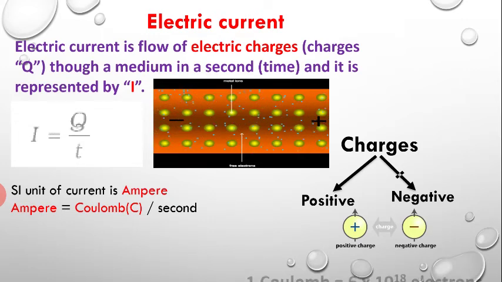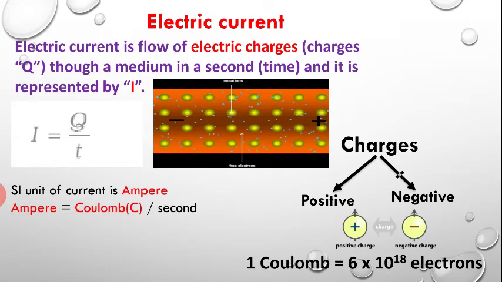Now you can ask, what is the value of a coulomb? Actually, वन कोलम जो चार्ज होता है वो कितने इलेक्ट्रॉन पर पोजेस होता है? It is possessed by 6 × 10 to the power 18 electrons.